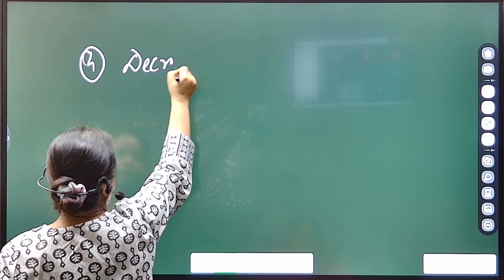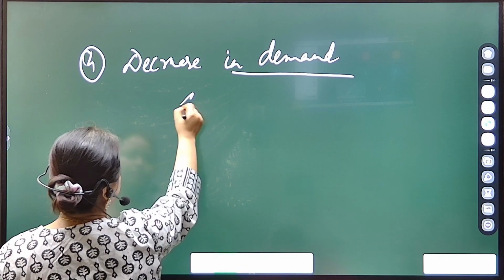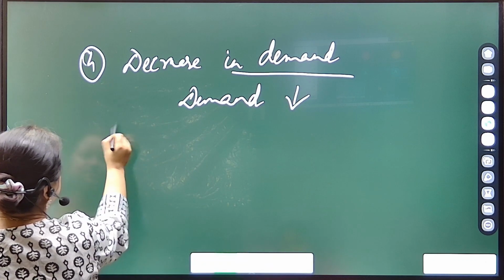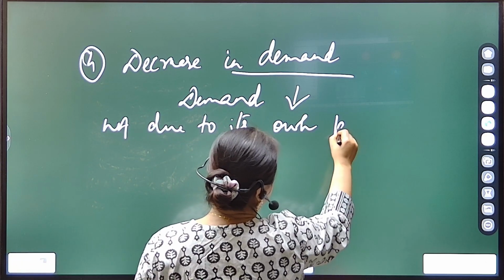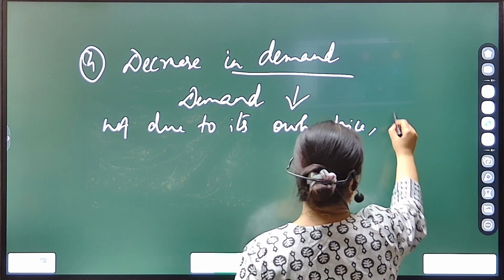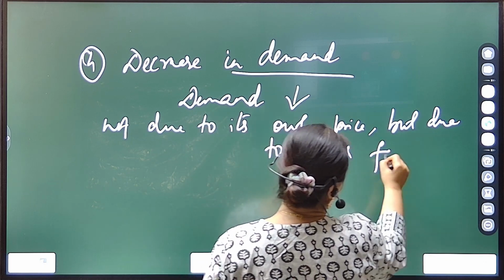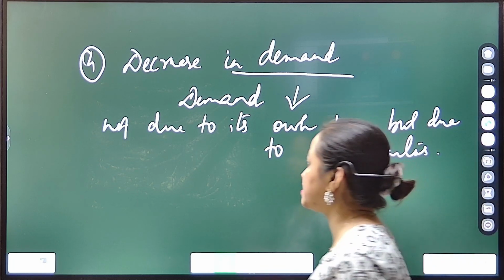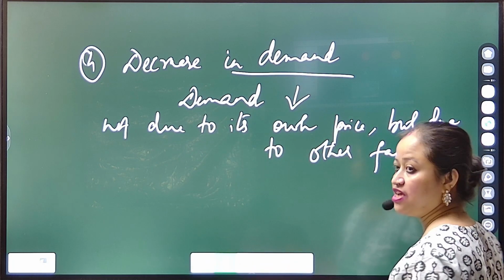Now next one, number 4 is decrease in demand. So in decrease in demand, demand decreases not due to its own price, but due to other factors. So that means prices remain constant. Own price remains constant. So that's why it says demand decreases not due to its own price but due to other factors.